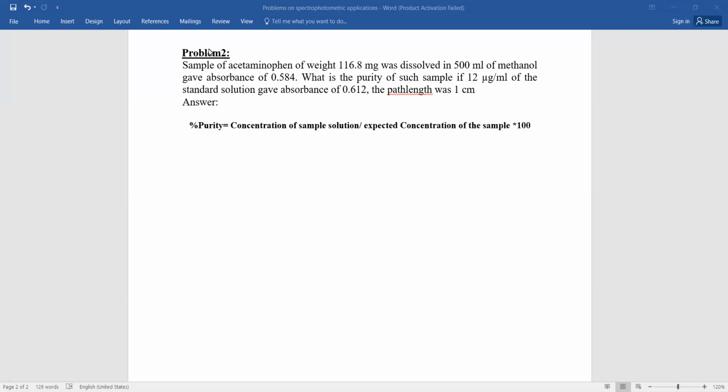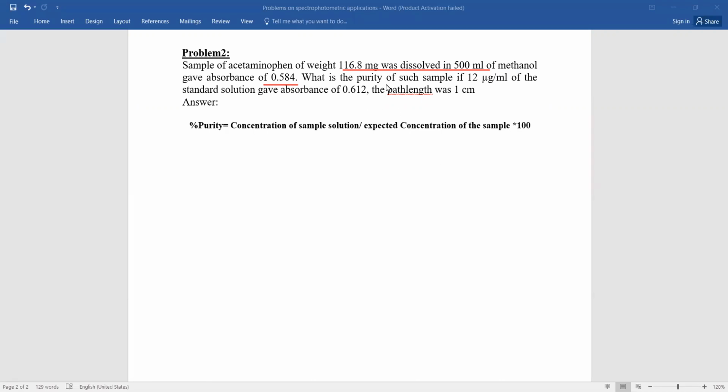Second question: a sample of acetaminophen of weight 116.8 milligrams was dissolved in 500 milli of methanol. So this is the concentration of the sample, 116.8 milligrams per 500 milli. It gave absorbance 0.584. So this is the absorbance of the sample.